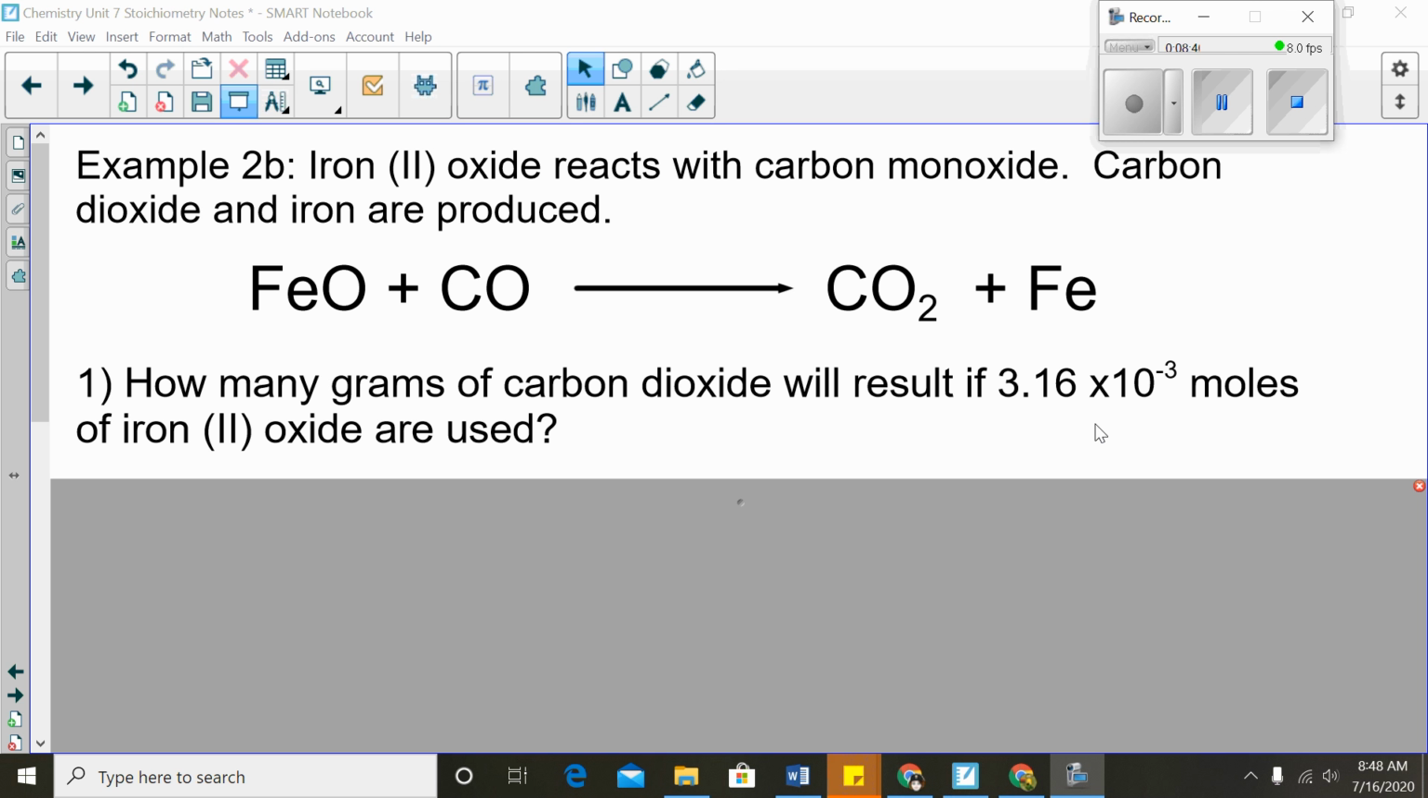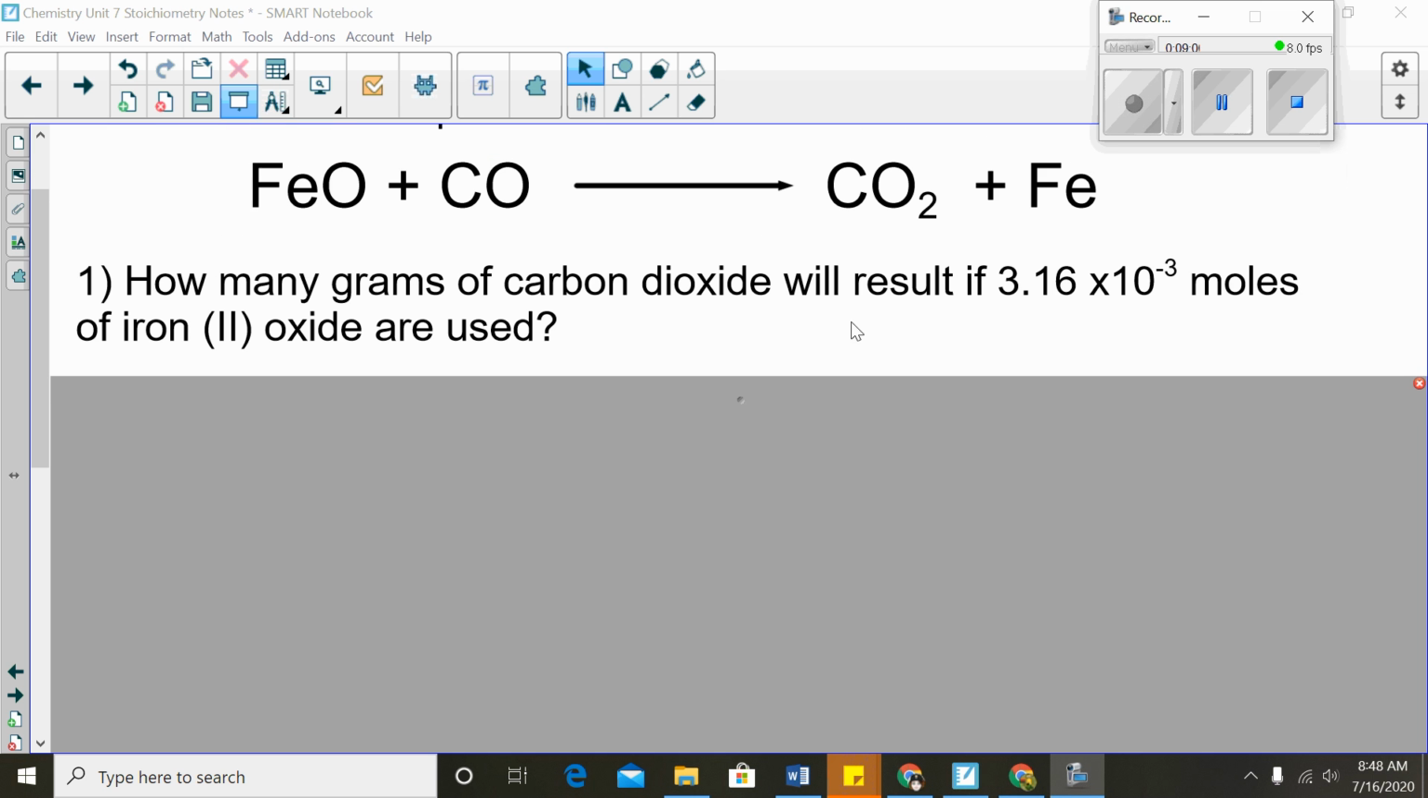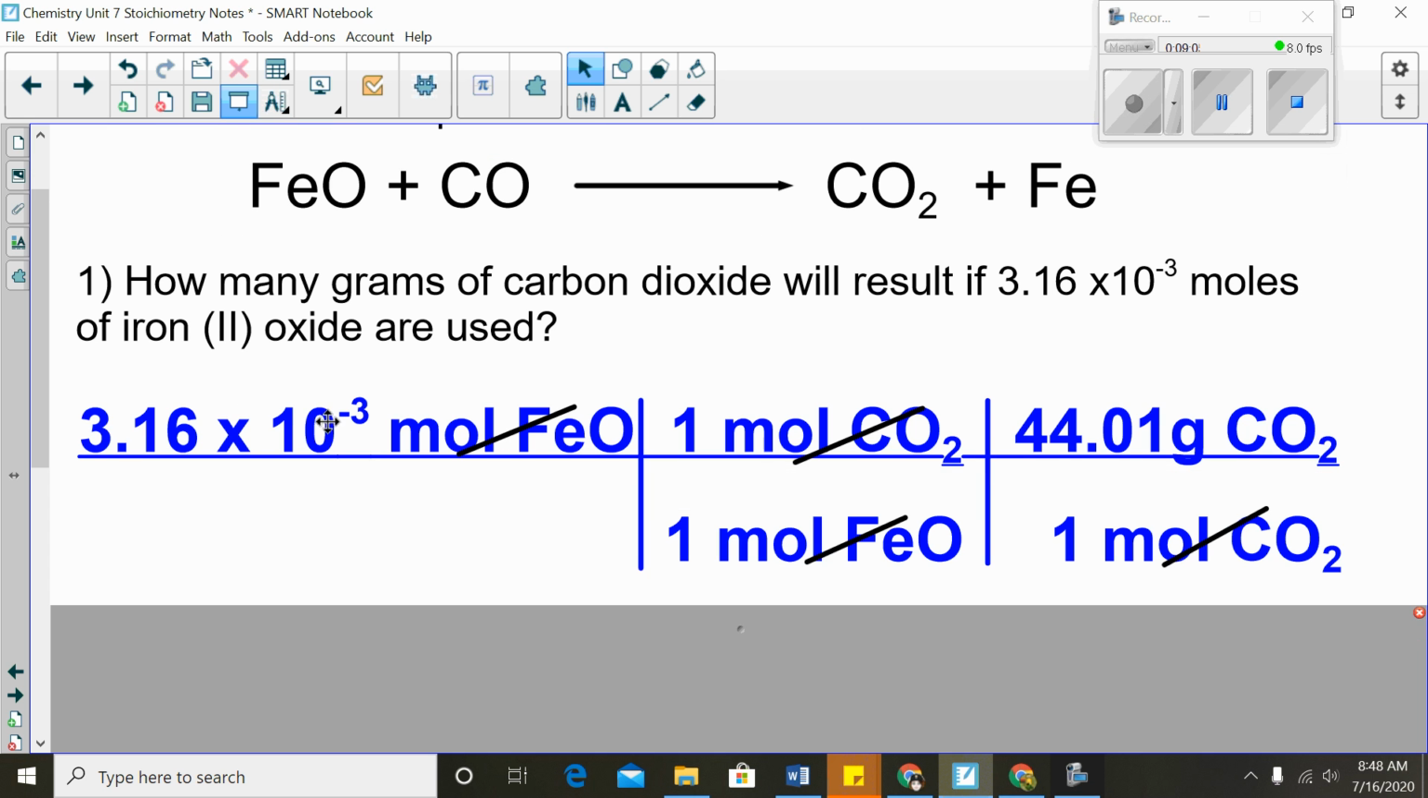So what are we starting with, and where are we trying to end up? Well, you are starting with 3.16 times 10 to the minus 3 moles of FeO. In our balanced equation, we have 1, but here we have quite a bit less than 1. And we're trying to find out how many grams of CO2 this will yield. So this is a mole to mass problem. Here are the moles that you're starting with, and it's FeO, my iron(II) oxide.